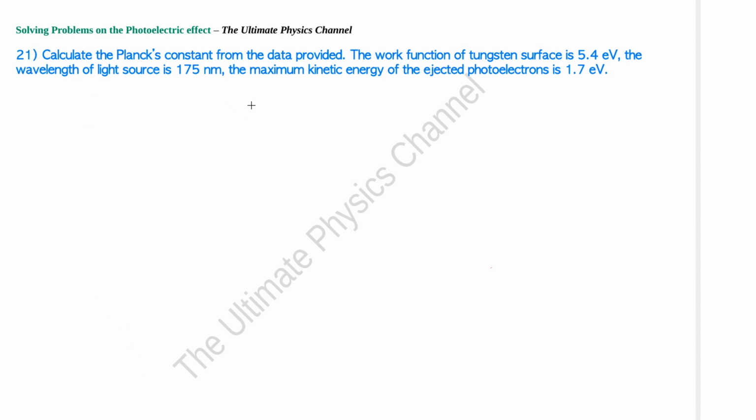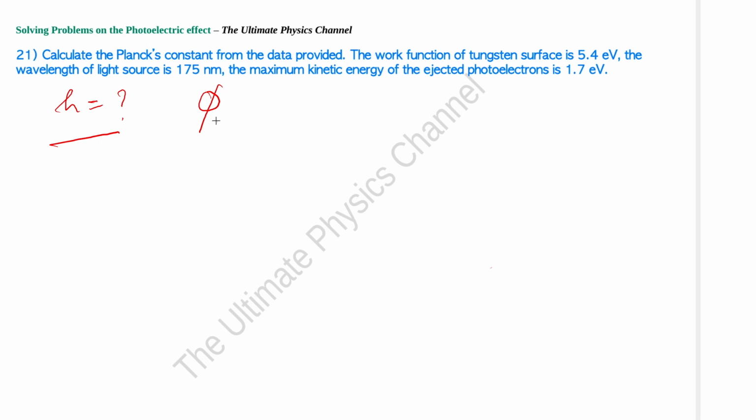Calculate the Planck's constant from the data provided. The work function of tungsten surface is 5.4 eV. The wavelength of light source is 175 nanometers. The maximum kinetic energy of the ejected photoelectrons is 1.7 eV. So we have to calculate the Planck's constant in this particular case.